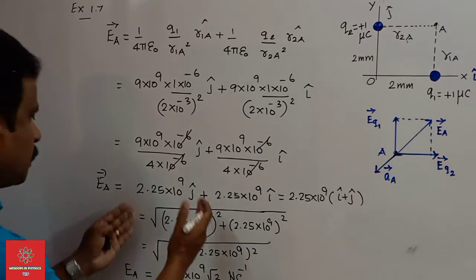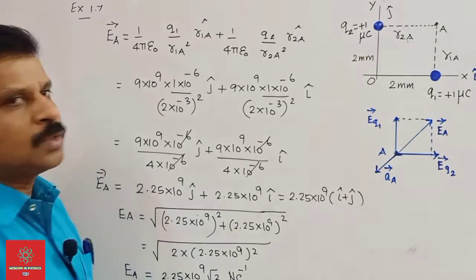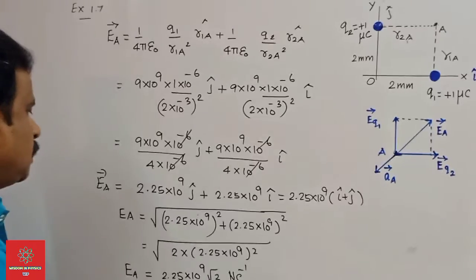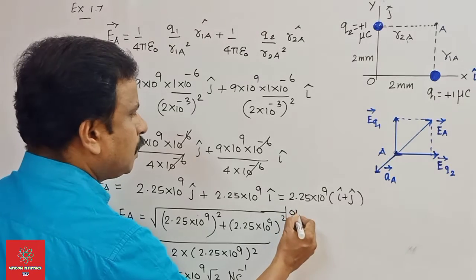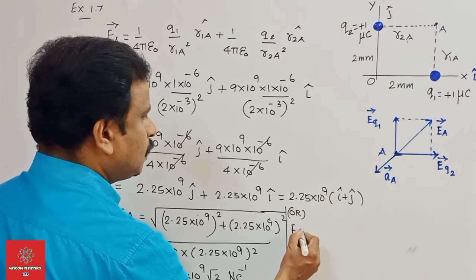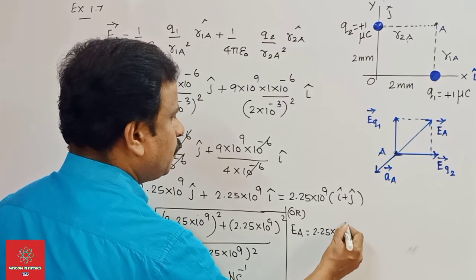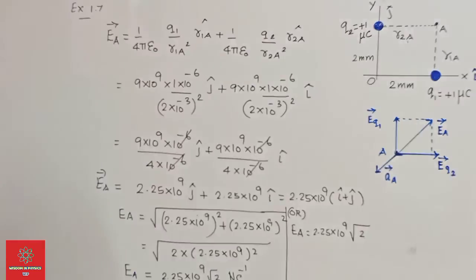Okay, so then you take the modulus. So no need to proceed this way. It is very simple. Just you take root of 1 square plus 1 square, that will give you root 2. So nothing will happen. You can follow either this way or this way. So EA is equal to 2.25 into 10 to the power of 9 into root of 1 plus 1, which will give you root 2, right?